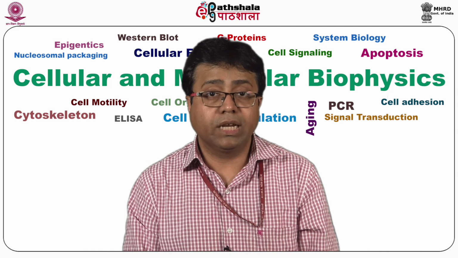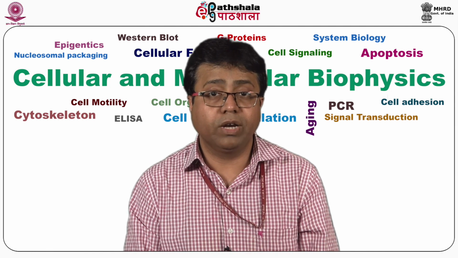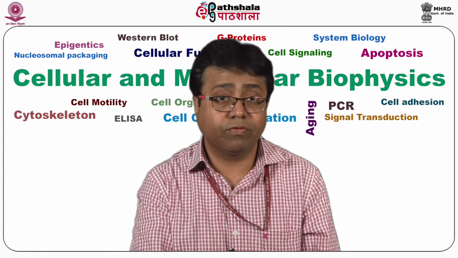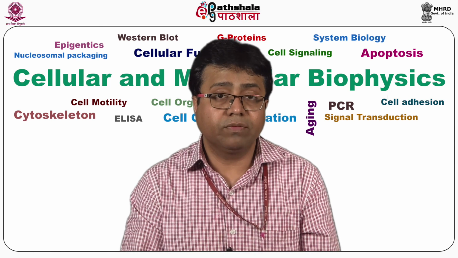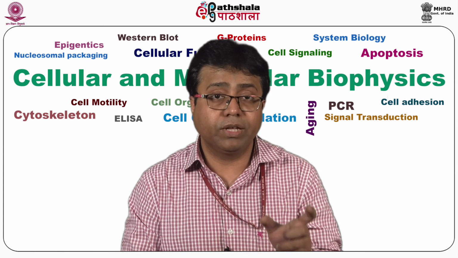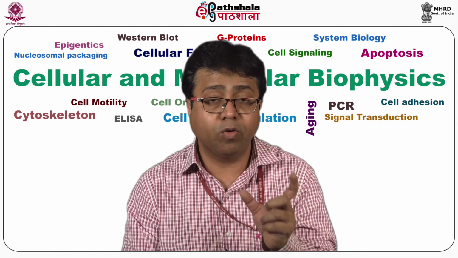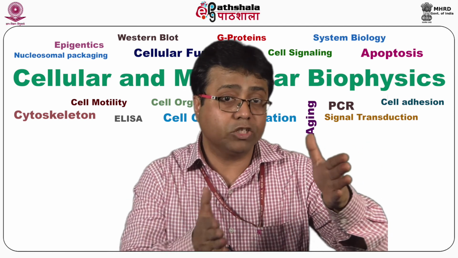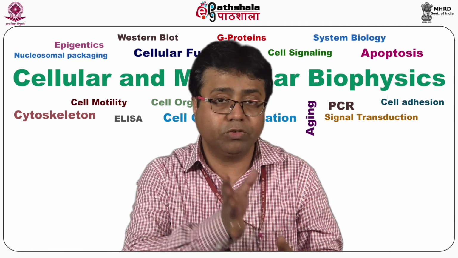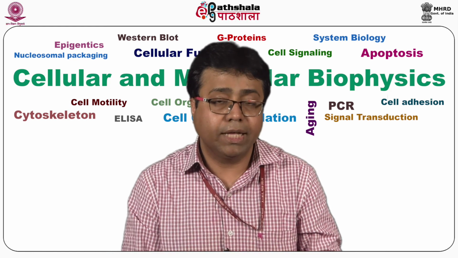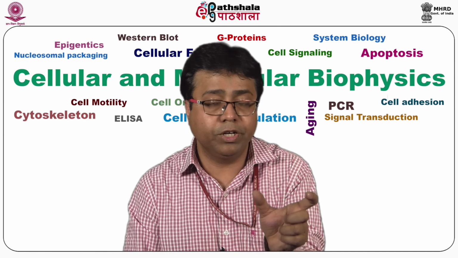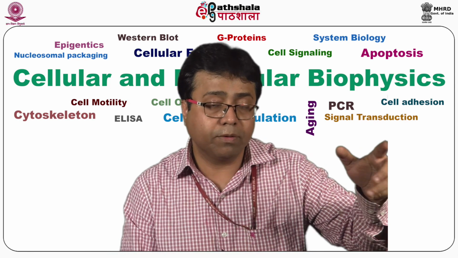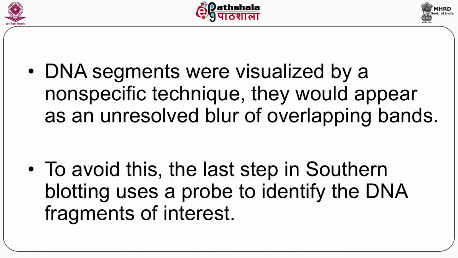To avoid this, the last step in the Southern blot uses a probe to identify the DNA, because if we just take the DNA fragments, how are you going to know their identity? We know for sure the size of the fragments, but what is the identity of these fragments? In order to know that, we design a probe, and that probe is going to go and hybridize to the particular segment of the DNA where it is complementary. That hybridization gives us a band which is visualized, and then we can say that if this probe is complementary to this particular region of the DNA, that region which has been fished out must be complementary to our probe.